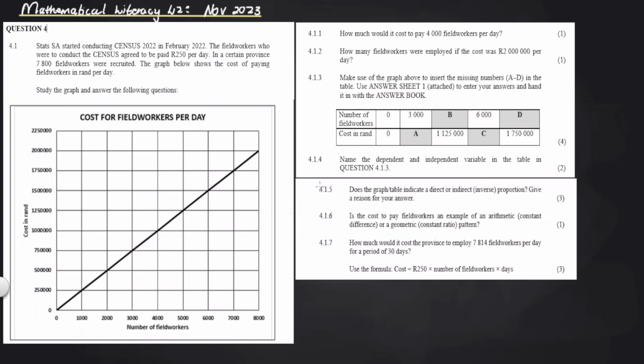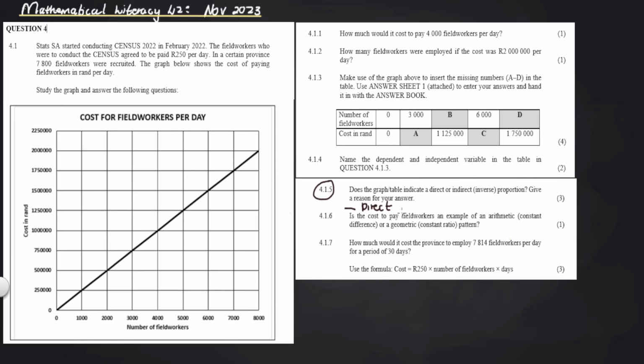Now, 4.1.5, that's the next question. Does the graph or table indicate a direct or indirect proportion? Give a reason for your answer. So that's for 3 marks. Yeah? It's a straight line that passes through the origin. So this is a direct relation. It's a direct proportion relation.